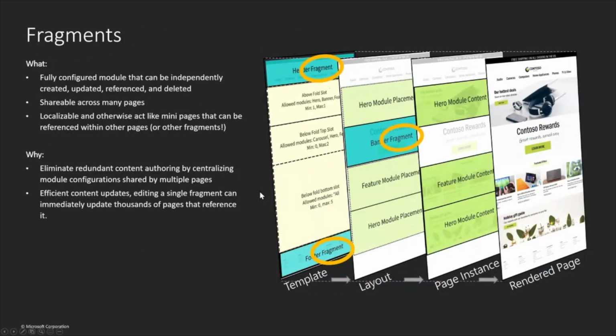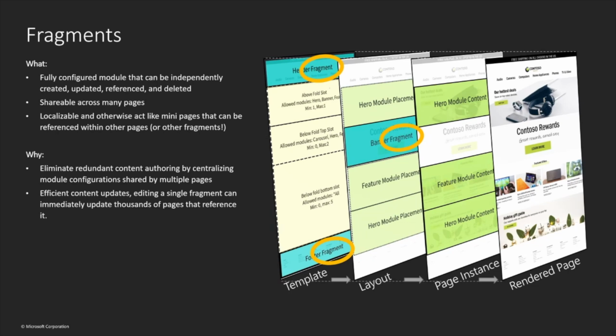You've also probably noticed this term fragment. You can think of fragments as fully configured modules, so they have content. A module is really just a structure, but it doesn't have the localized content yet. That's something that's authored by a user or content author. But a fragment is a fully configured one, so it has the localized data and can be localized for many channels and many locales, and otherwise acts like a little mini page.